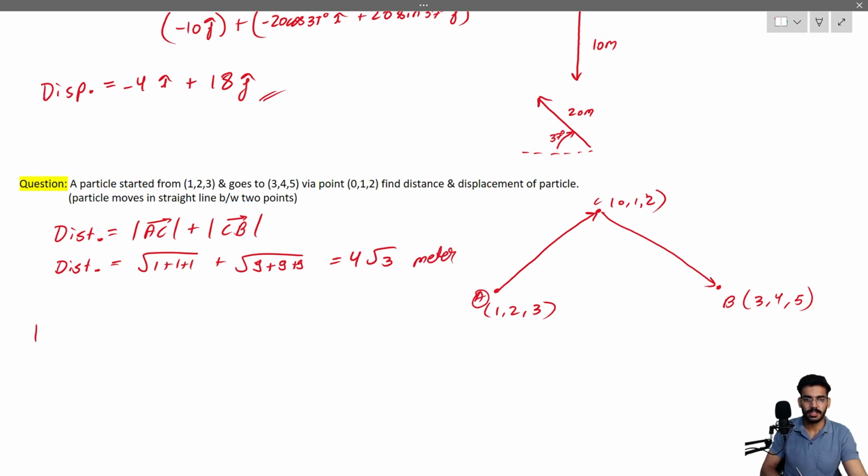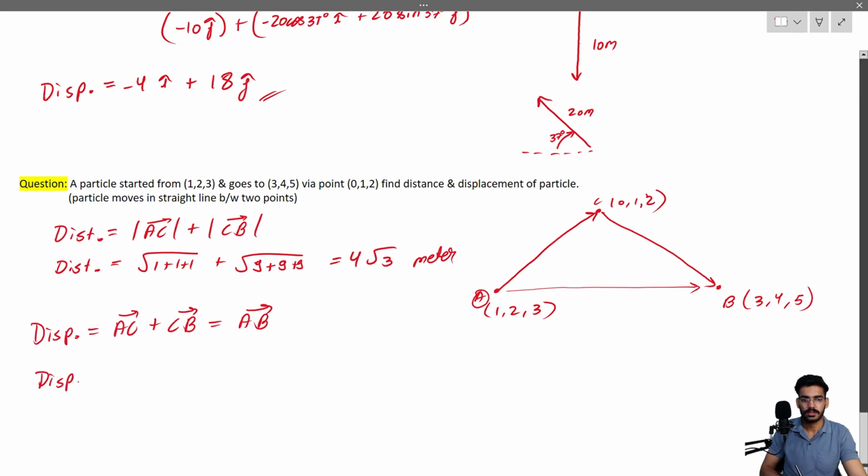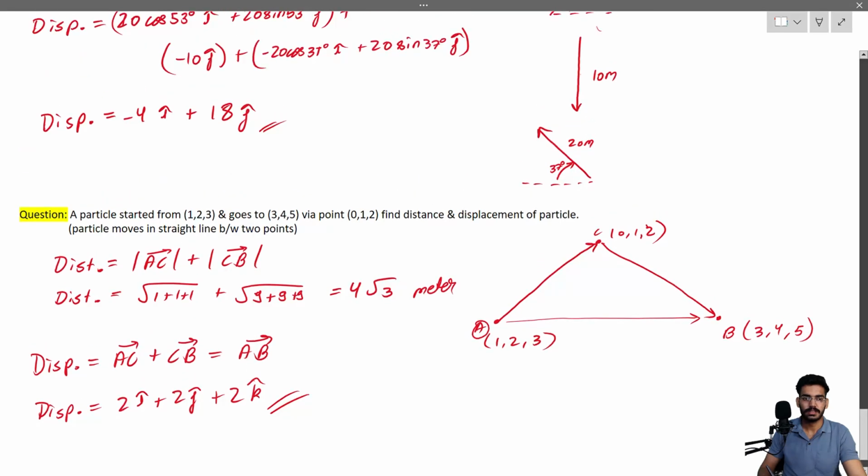Okay, displacement is also easy. Displacement is what? AC vector plus CB vector. Okay, that is, I can say this sum vector is equal to your AB vector. Displacement is what? This vector. Okay, AB vector. So AB vector is what? B minus A, 3 minus 1, that is 2 i cap. Okay, 4 minus 2, that is 2 j cap, and 5 minus 3, 2 k cap. This is your displacement. Okay, I hope this is clear. Okay, thank you.